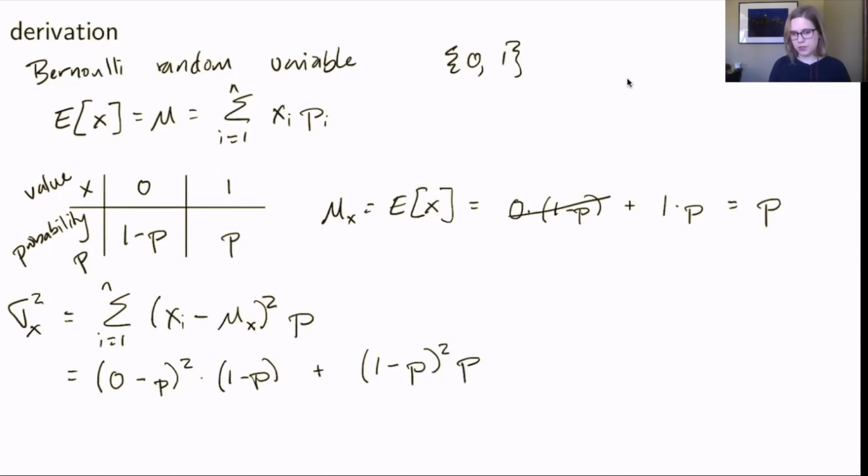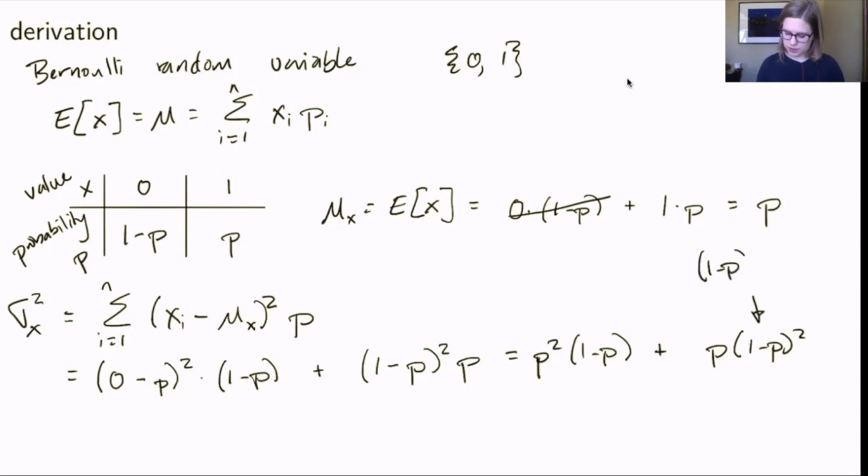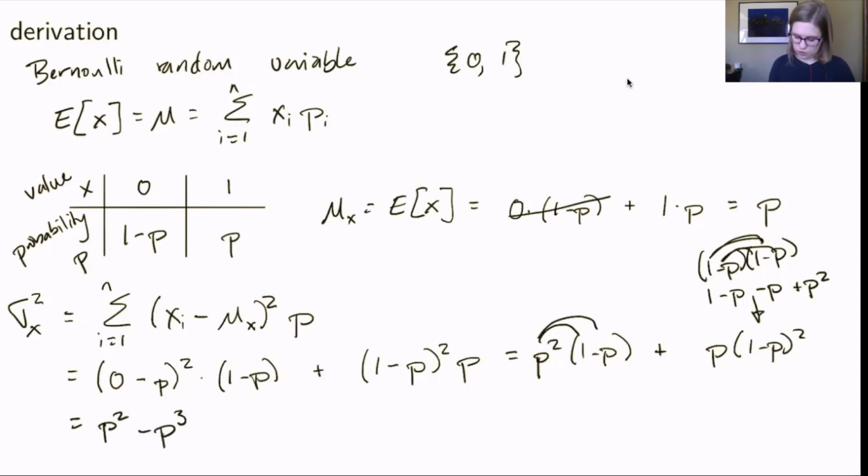And so now I can do some algebra and expand this out. So let's see, (0 minus p) squared is p squared, times (1 minus p), plus p times (1 minus p) squared. So let's break this piece out. (1 minus p) times (1 minus p). We've got 1 times 1 is 1, minus p, minus p, plus p squared. So I can write this again. I'm going to do the distribution here. p squared minus p cubed plus p times, and then I'll just do some combination, 1 minus 2p plus p squared.